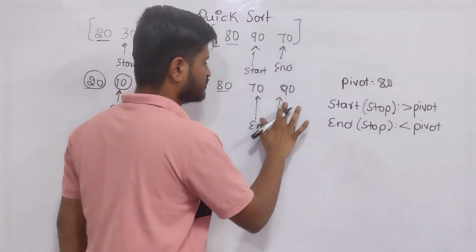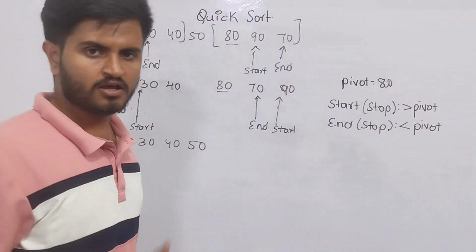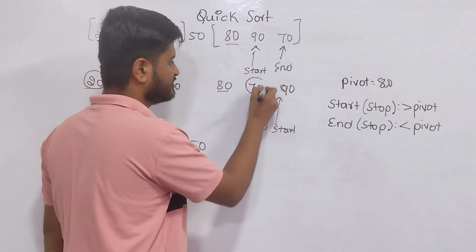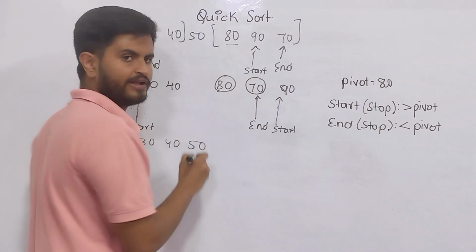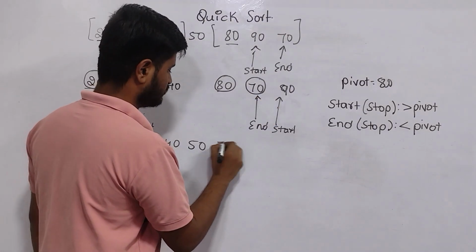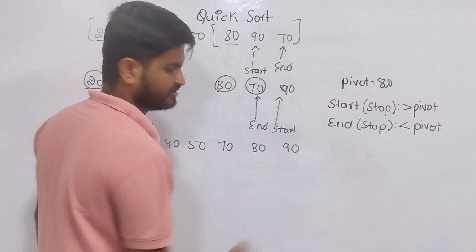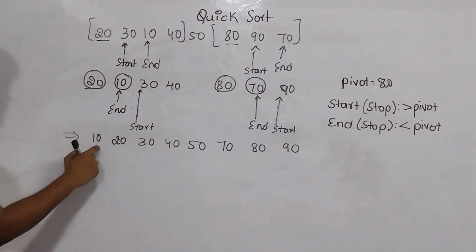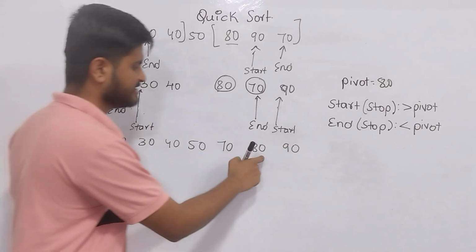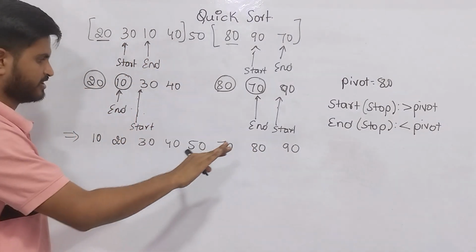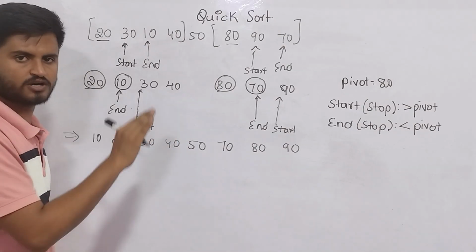Now if you see, both the end and start have crossed each other. What you will be doing is selecting the end value and the pivot value and swapping both of them. So 70 will come here, 80 will go here and 90 will be as it is. Now if you see 10, 20, 30, 40, 50, 70, 80, 90, all of them are arranged in increasing order. So we have sorted the given list of elements.